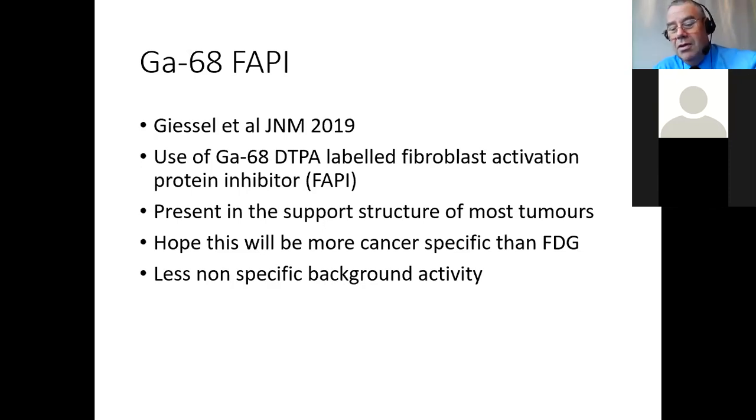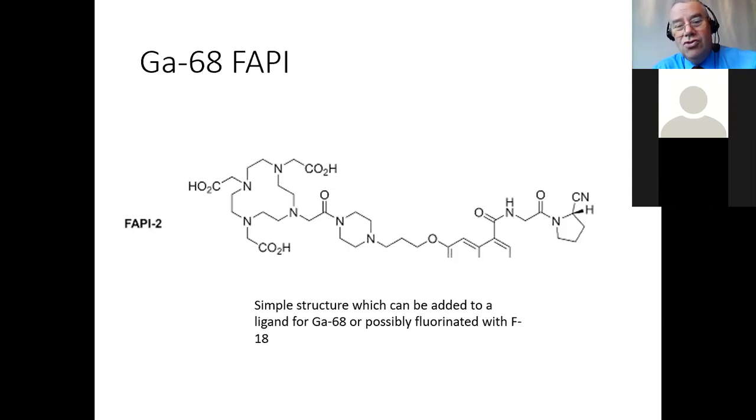So this is the structure of Fappy. It's a fairly simple structure. And the structure is open to both being labeled with gallium. You could label gallium in this area here, but also there's a couple of these ring structures that could be fluorinated, and that could be interesting because we could have F18 Fappy, which may enable us to do more Fappy scans around the world.